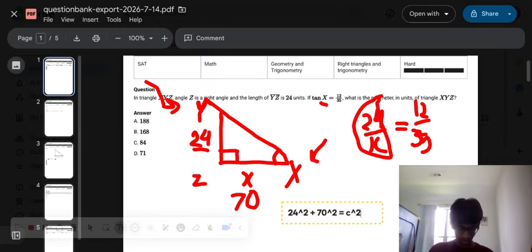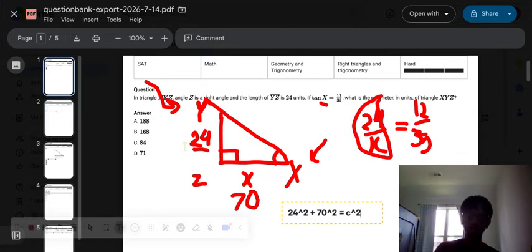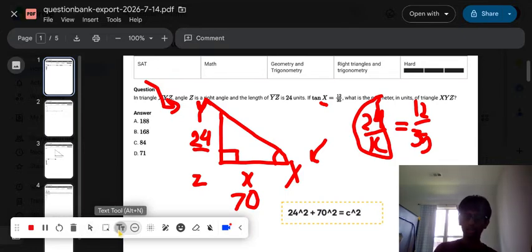So 24 squared plus 70 squared is equal to c squared. Take the square root of this, and you get 74. C is equal to 74.